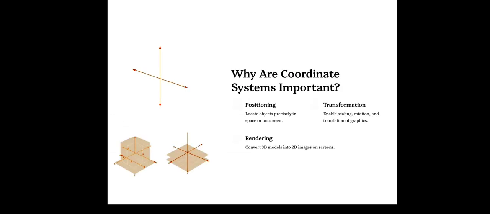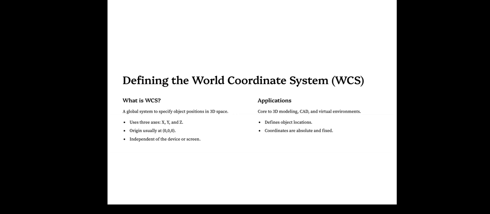So why are coordinate systems important? First of all is positioning: locate objects precisely in space or on screen. The second one is transformation, enabling scaling, rotation and translation of graphics. And the last one is rendering: convert 3D models into 2D images on screens.